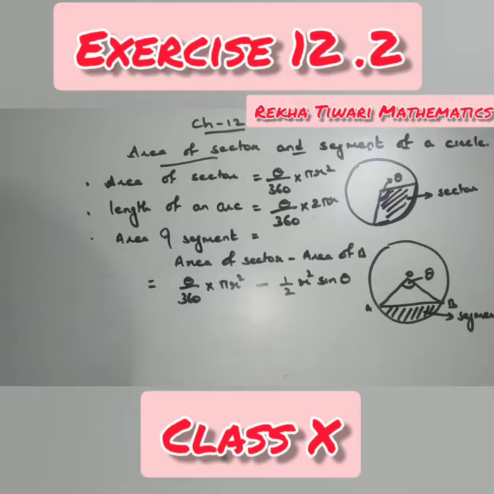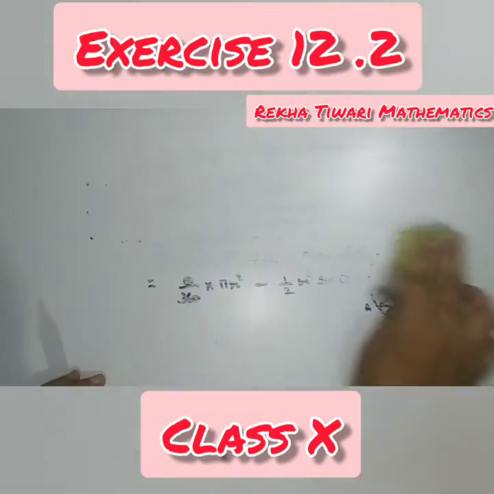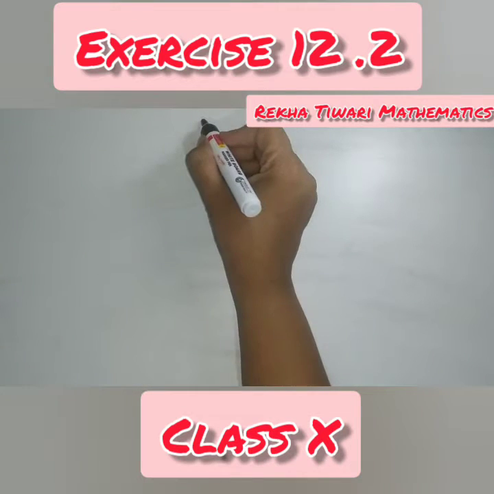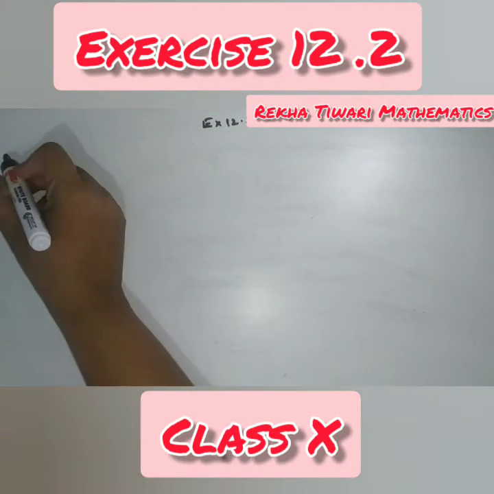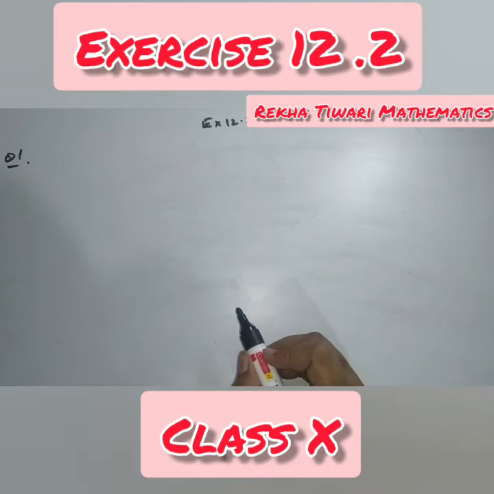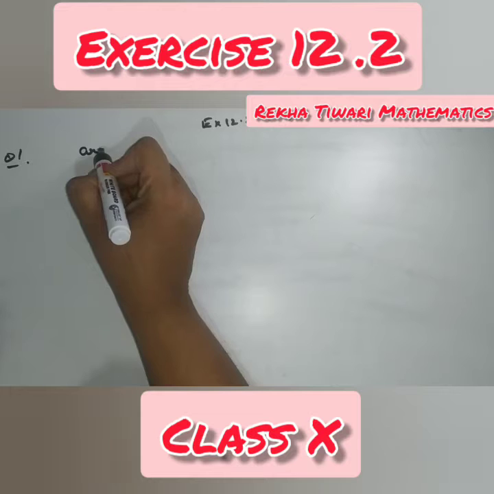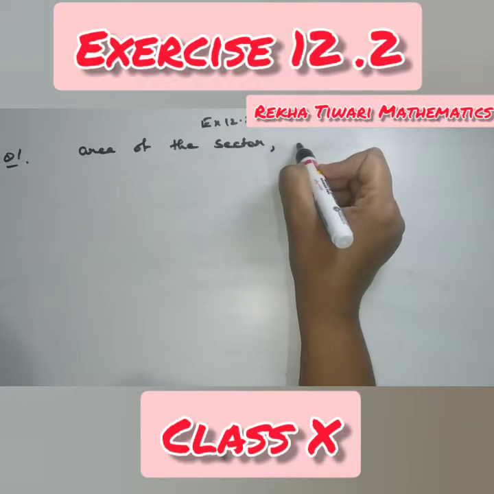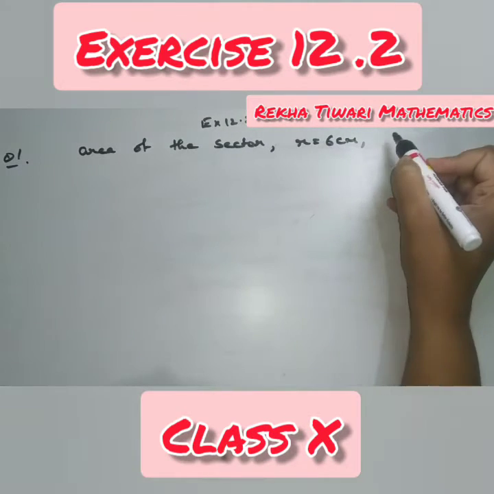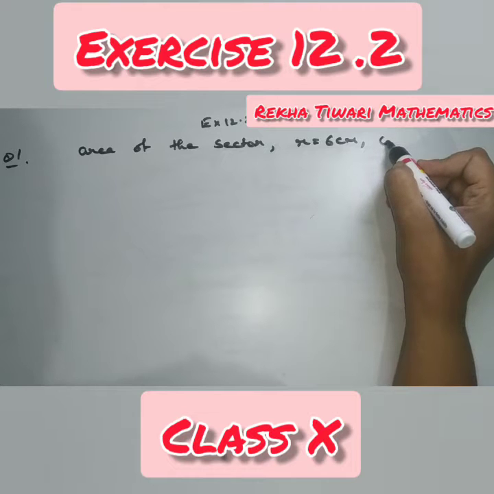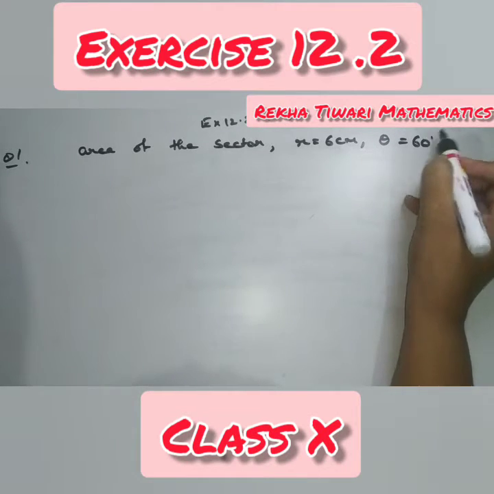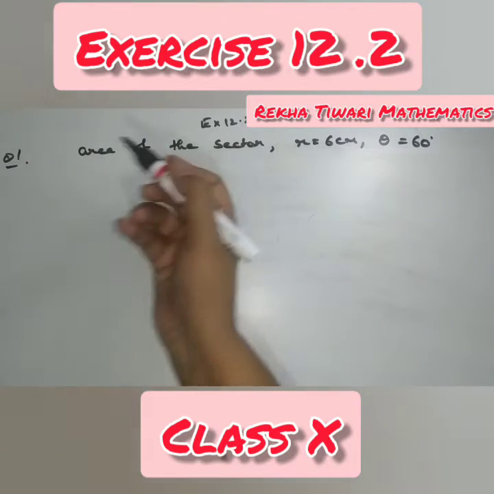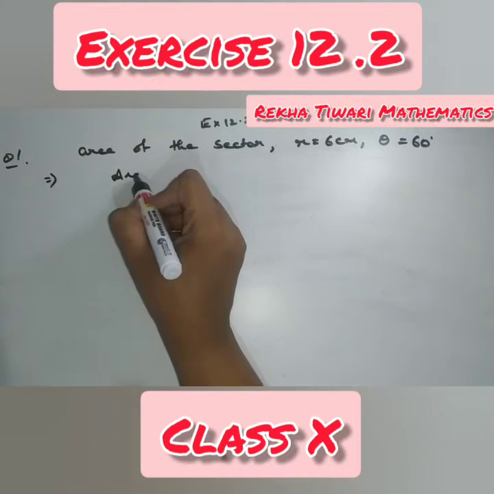Exercise 12.2. Question number 1 is, find the area of the sector of a circle whose radius is 6 cm if angle of the sector is 60 degree. See, you have to find out area of the sector, and the things given to you are radius is 6 cm and angle of the sector. Angle of the sector means it is denoted by theta. This is 60 degree. Correct? Just the direct formula, use the direct formula, area of sector.